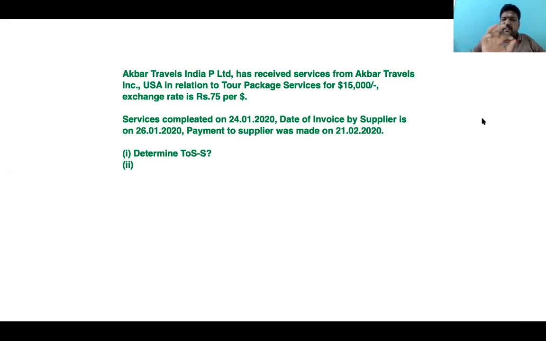When it is 2-mark, I will straight away test you on the provision. When it is 4-mark, I will keep quiet. Are you coming into the correct provisions after enough understanding? In any case, come back here. First, you will make a reference that it is an import of service. Akbar Travels India Private Limited is liable under reverse charge, and the time of supply will be determined as per section 13(3). Once you have concluded that aspect, then determine your time of supply.